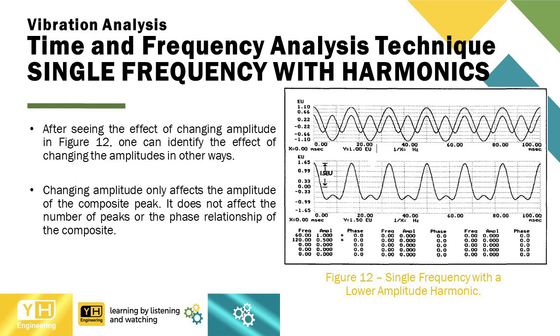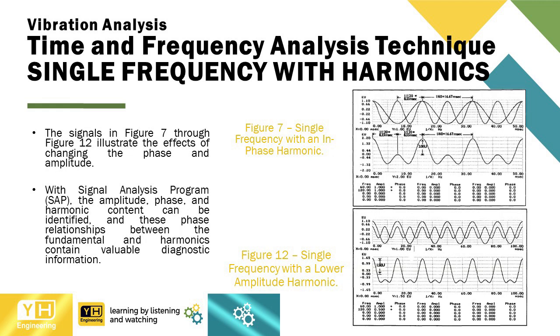After seeing the effect of changing amplitude in Figure 12, one can identify the effect of changing the amplitudes in other ways. Changing amplitude only affects the amplitude of the composite peak. It does not affect the number of peaks or the phase relationship of the composite. The signals in Figure 7 through Figure 12 illustrate the effects of changing the phase and amplitude. With Signal Analysis Program or SAP, the amplitude, phase, and harmonic content can be identified, and these phase relationships between the fundamental and harmonics contain valuable diagnostic information.